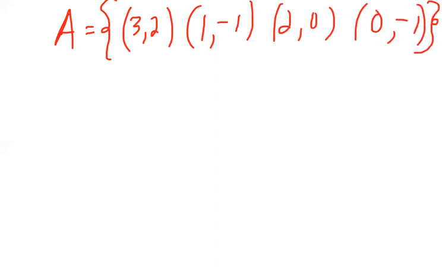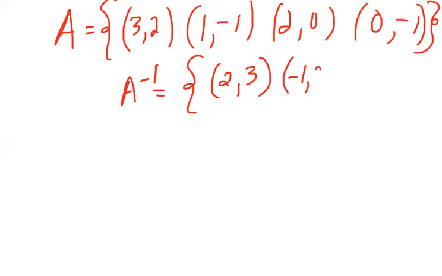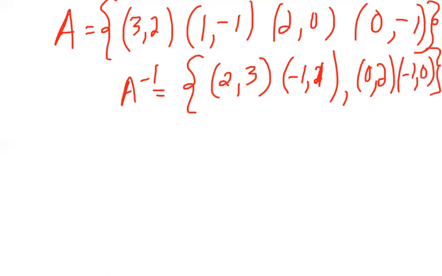Now, if I were to ask you to find the inverse of this relation, guys, all we're doing is swapping x and y. So x becomes y, y becomes x. When we find the inverse of a relation, we're swapping x and y. So the inverse of this relation would be (2, 3), (-1, 1), and then (0, 2). Last but not least, (-1, 0), okay? This would be the inverse of the relation.